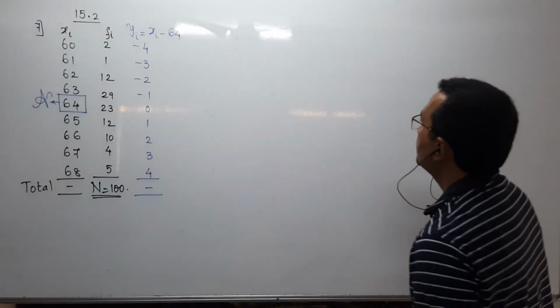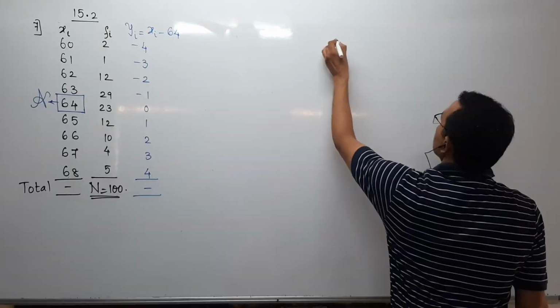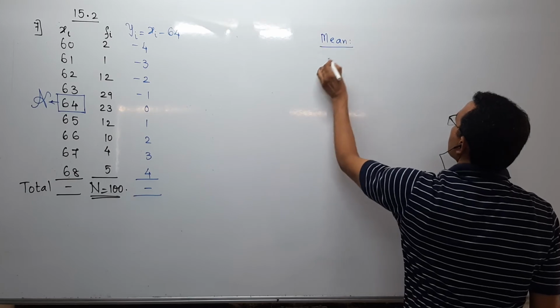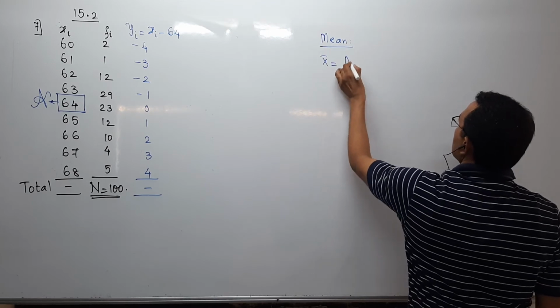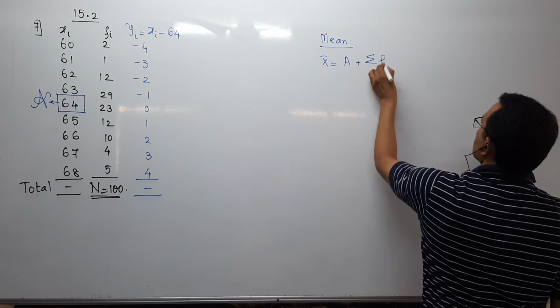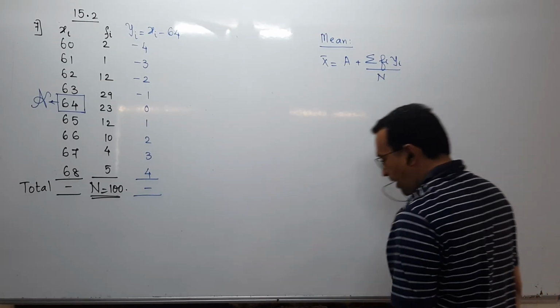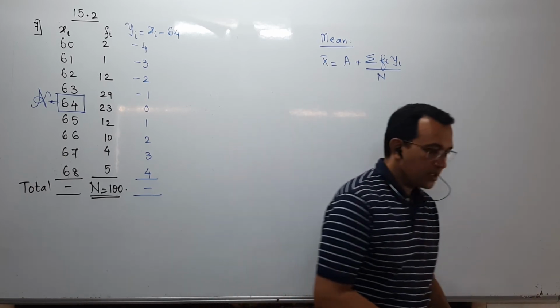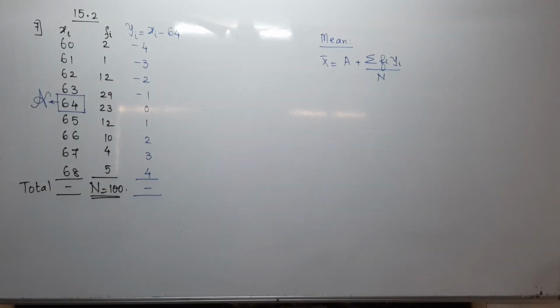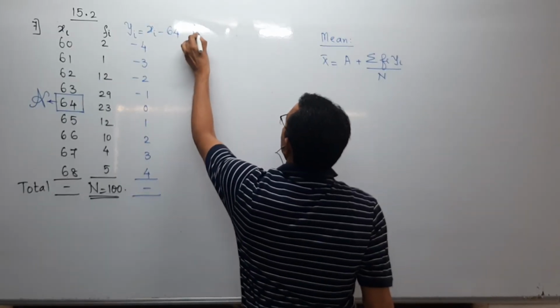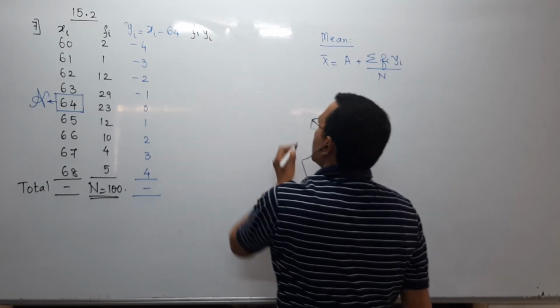Now we operate and let us write the formulas first. Mean: x bar is equal to a plus sigma fi yi divided by n. So I have to do the column of fi yi.